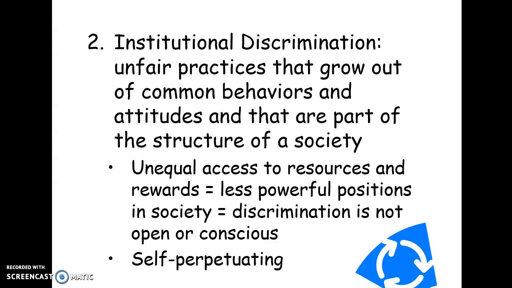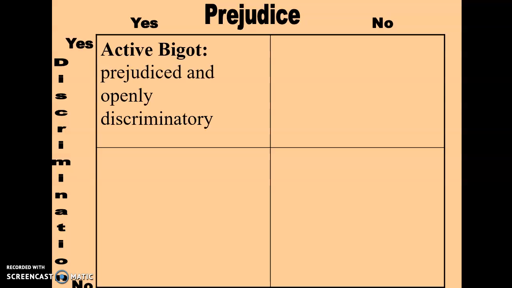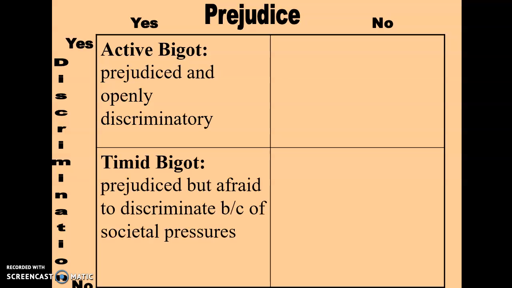Whether or not you are prejudiced and discriminate can land you in one of 4 different categories. If you are prejudiced and you discriminate, you are an active bigot. This is someone who is prejudiced and openly discriminates. Examples of this would be like members of the KKK, members of neo-Nazi groups, members of any type of hate group. An individual who is prejudiced but does not discriminate because of societal pressures is a timid bigot.